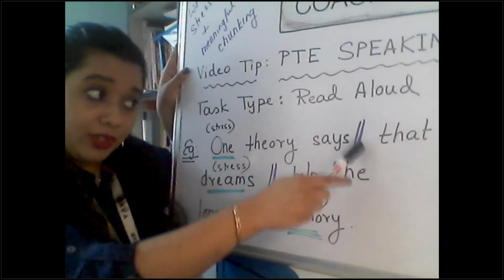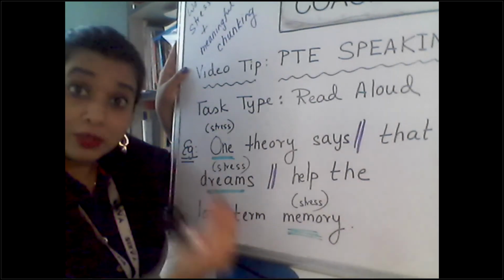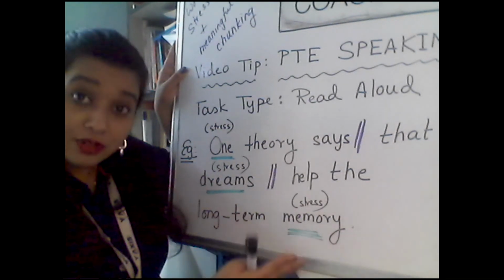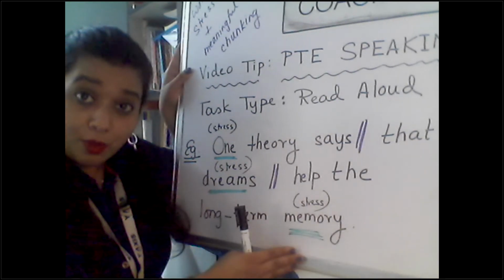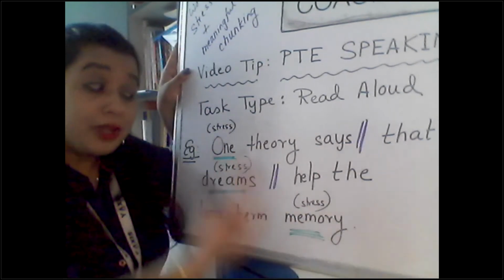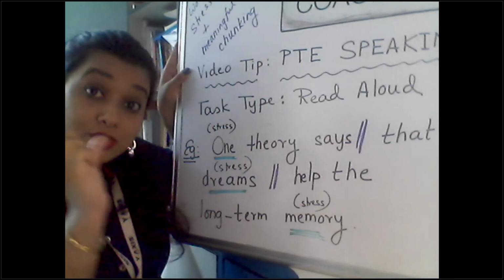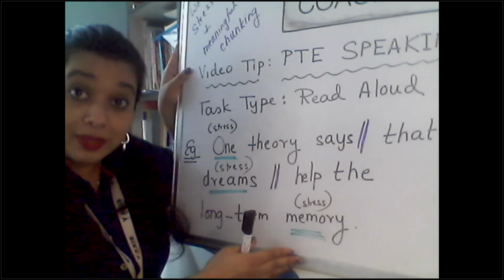And over here I have put 2 slashes, right? So 2 slashes mean there should be a natural pause, though I don't have any comma over there, but I should take that pause, and this is known as meaningful chunking. That dreams, then I stressed upon the word dreams, the content word dreams. So that takes care of my enunciation.